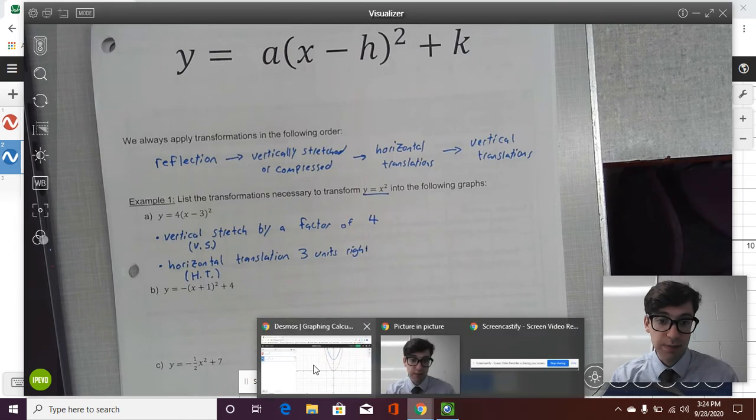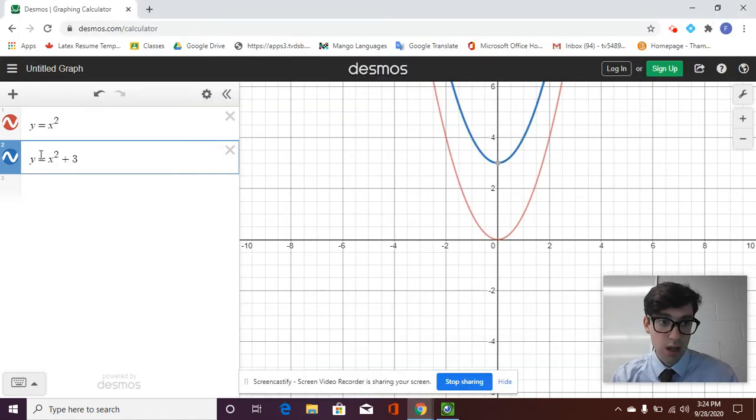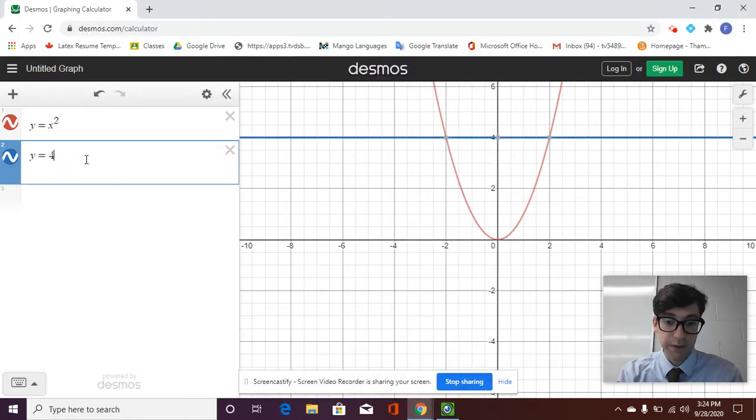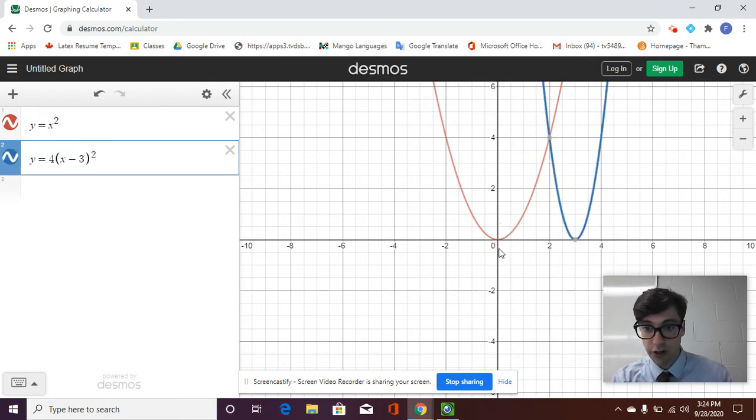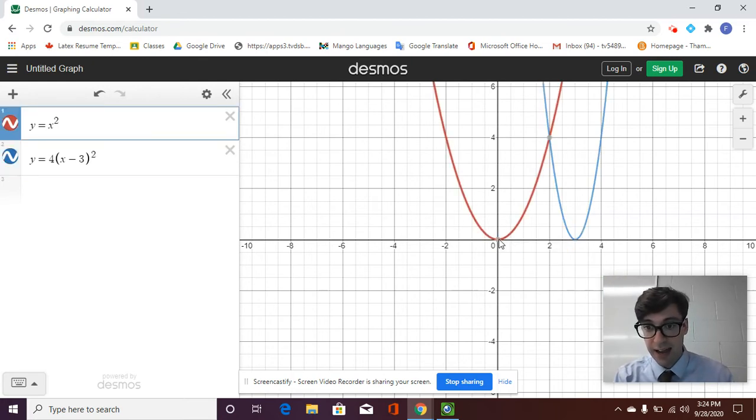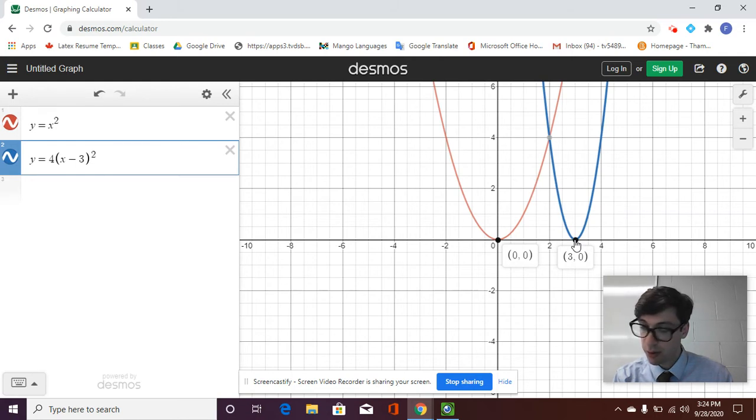Let's now look at Desmos to check our answer. In this question, we had the parabola of 4 times x minus 3 squared. We want to compare it to the original. And sure enough, it's been stretched by 4, so it's 4 times skinnier. And then every point has been moved, you can see moved 3 to the right.